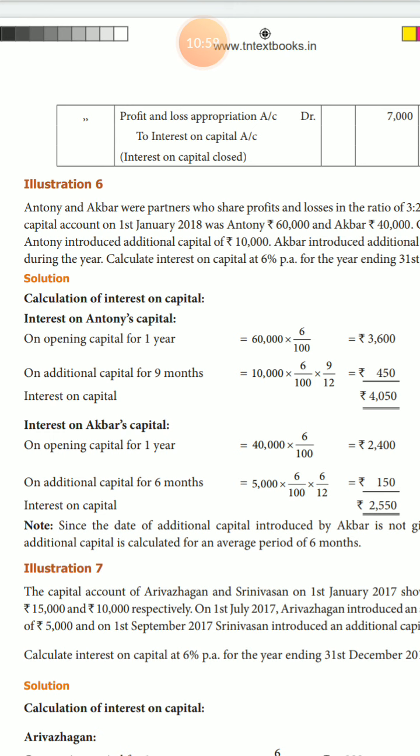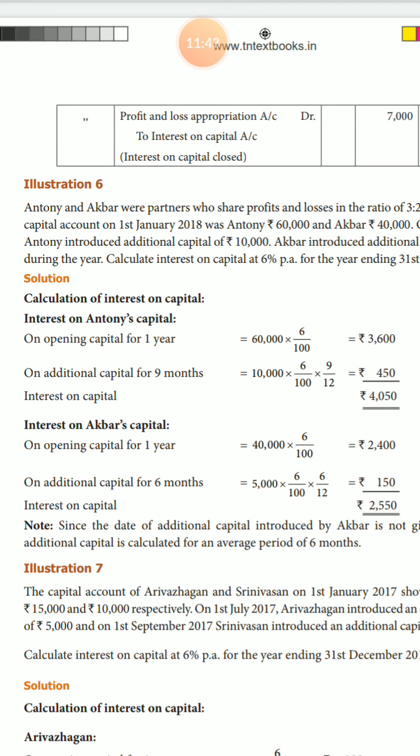You use separate headings. First is Antony's capital account. Second is Akbar. In one year, the opening capital is in which month? January is opening capital. How much? 40,000 into 6 by 100. 6 is 6 percentage. 6 percentage is how much? By 100. This number 6 means 6 percentage. Cancel the zeros: 400 into 6 equals 2400.